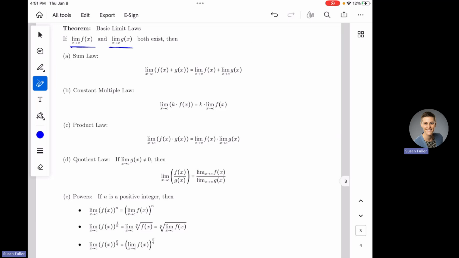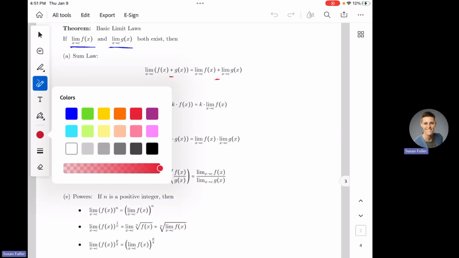So if you're taking the limit of the sum of two functions, you're going to add their limits together. And similarly, if you are subtracting two functions, it's not written in here, but if that addition were subtraction instead, right, if you had f of x minus g of x, again, you would just subtract their separate limits. You would take the limit of f minus the limit of g.